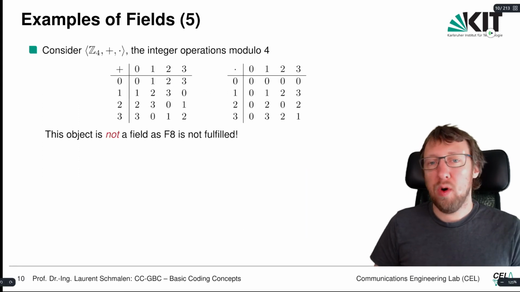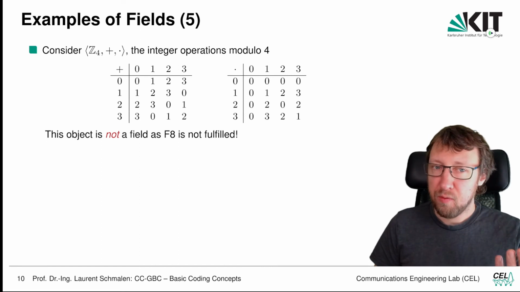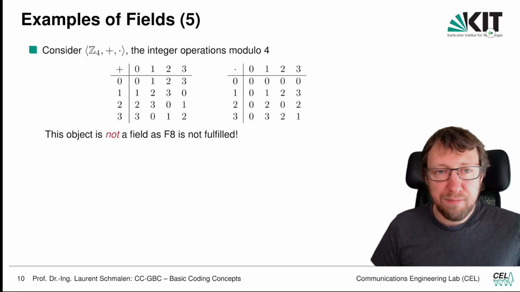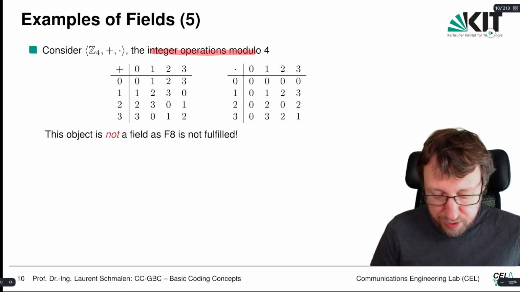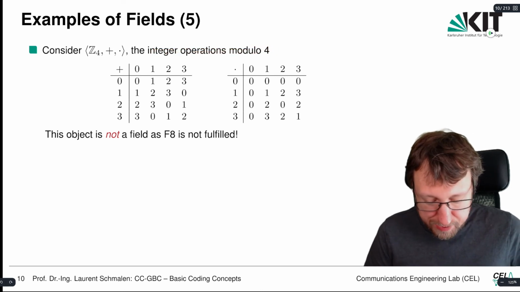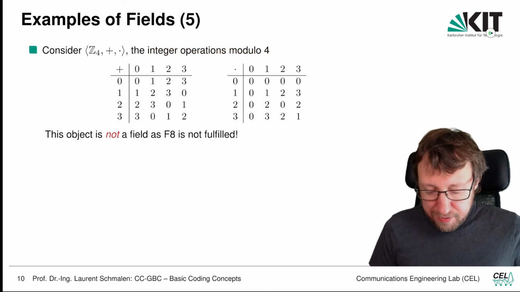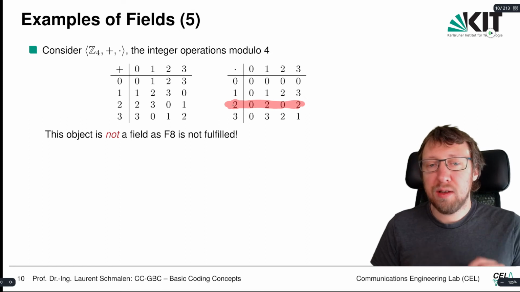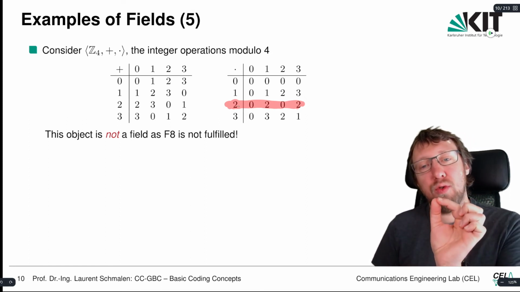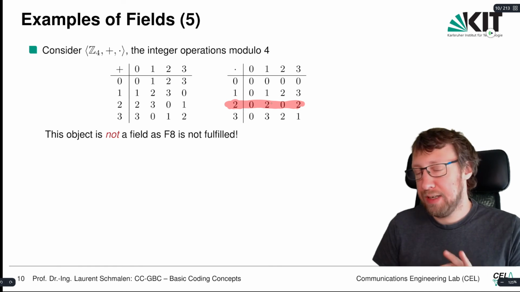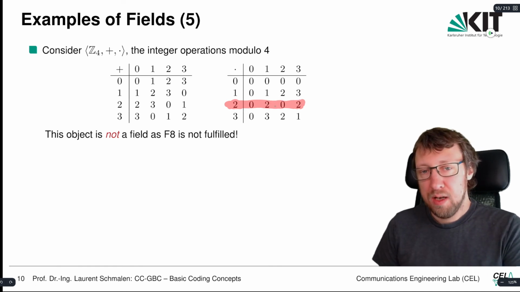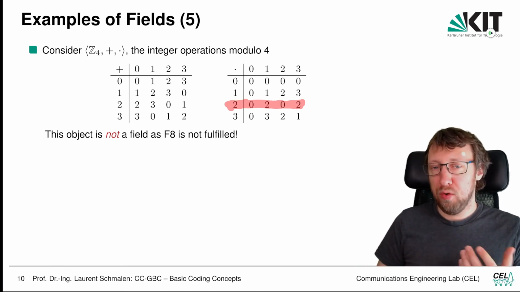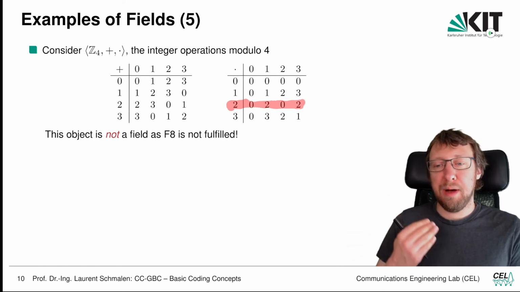Unfortunately, it doesn't work if we don't have a prime number. We cannot use the operations modulo 4, because here is an example. If we use integer operations modulo 4, we see that for the addition, everything is fine, but the element 2 doesn't have a multiplicative inverse. So we cannot multiply 2 with another element modulo 4 such that we reach 1. It doesn't exist. That's why we cannot use the operations modulo 4 as a field, because we cannot find a multiplicative inverse.